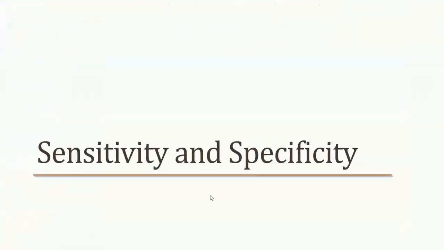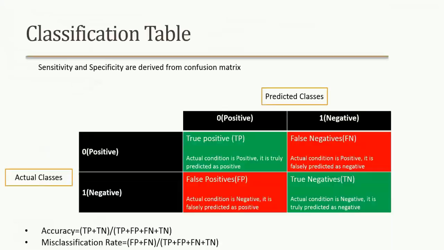Sensitivity and specificity of a classification problem are derived from the confusion matrix. We have already seen what a confusion matrix is, so here is a recap. In any classification we have actual classes. Let us suppose they are positive and negative, 0 and 1, and we build the model and predict them as positive and negative, 0 and 1.